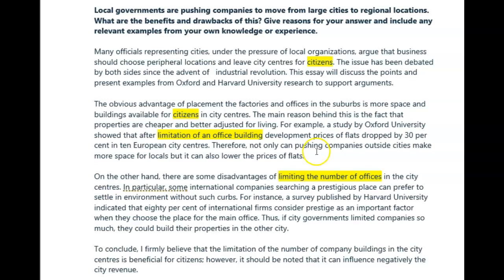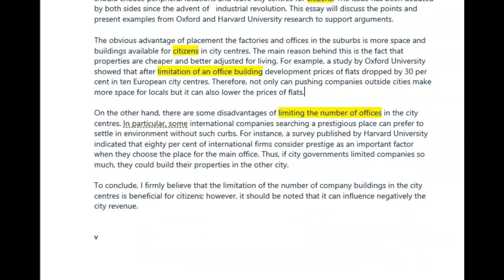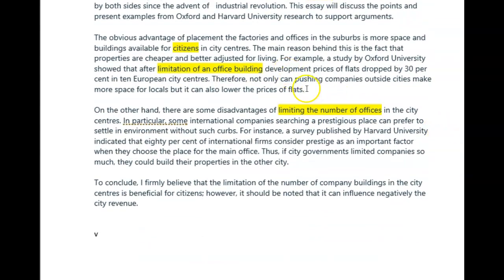Yes, okay. We could say apartments instead of repeating flats. Okay, sorry, I get your argument. I had misunderstood, but yeah, you're fine on that. So you're saying if you move them outside, it's cheaper for the people who live in the city. On the other hand, there's some disadvantages of limiting the number of offices in the city centre. In particular, disadvantages in limiting, I would put there.